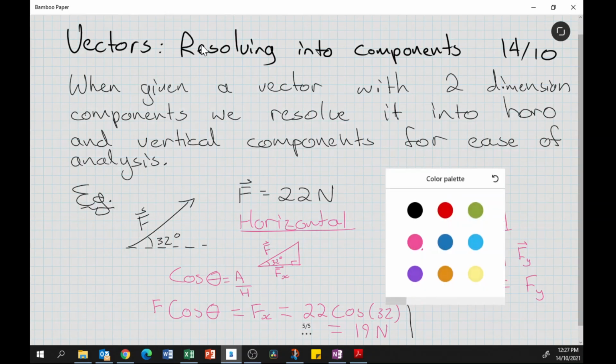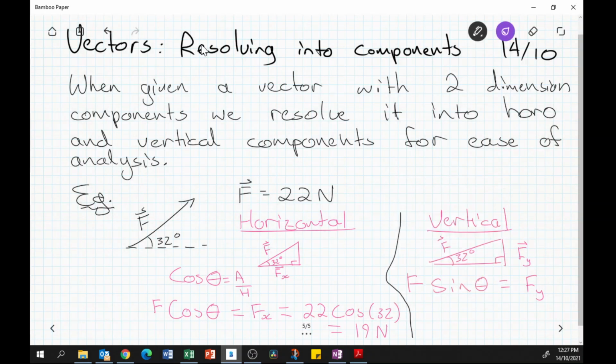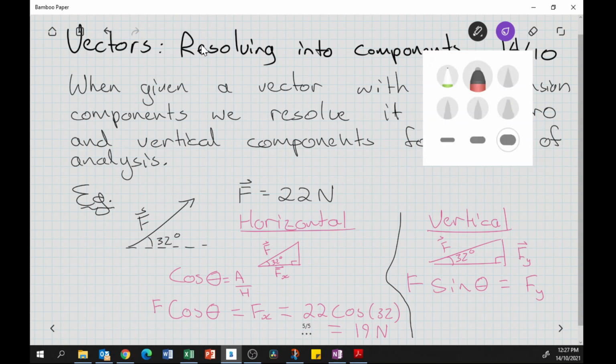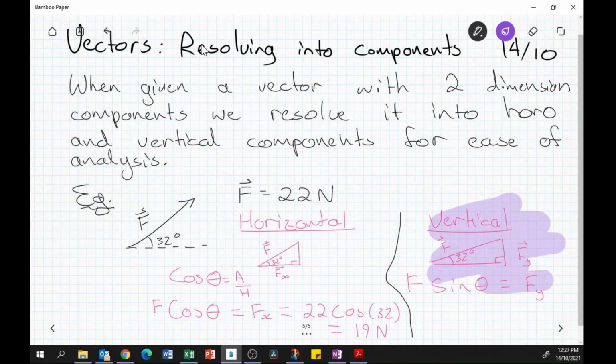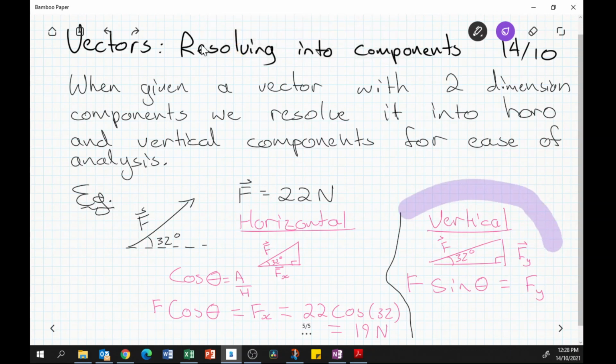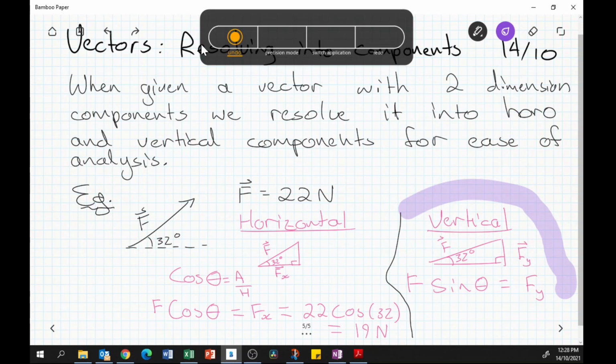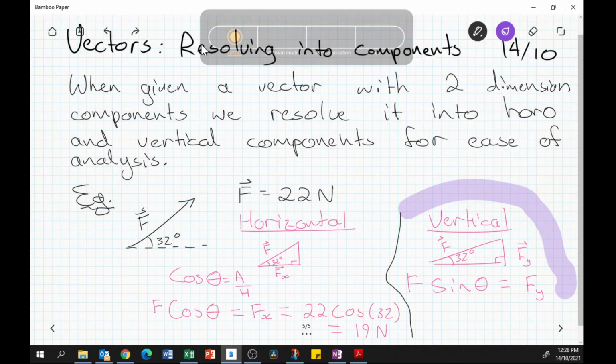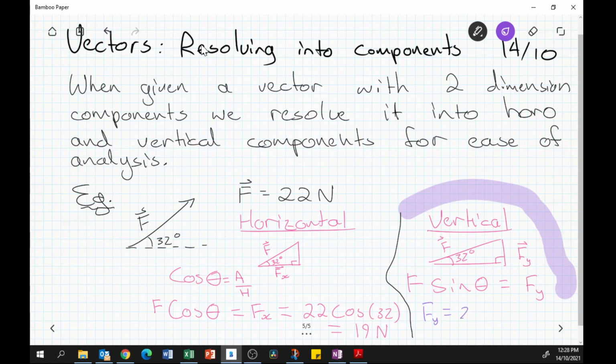Vertical, which was meant to be purple. I'm so upset. Purple problem. Oh, that's hard to read, isn't it? Okay. This is the purple part. Oops. So Fy will equal 22 sine of 32. That's the only thing that changes. And the answer is? Voila.